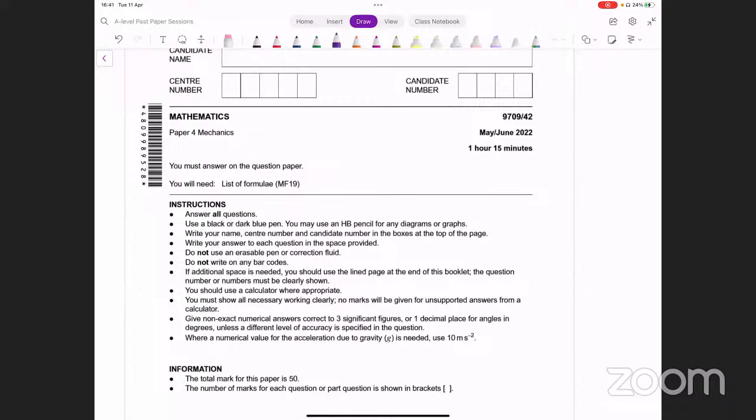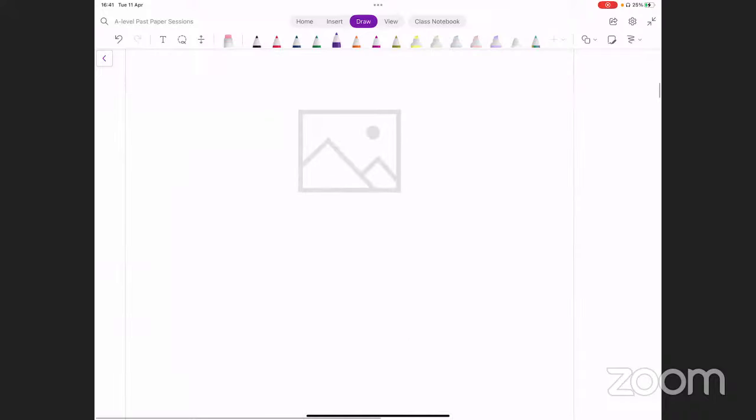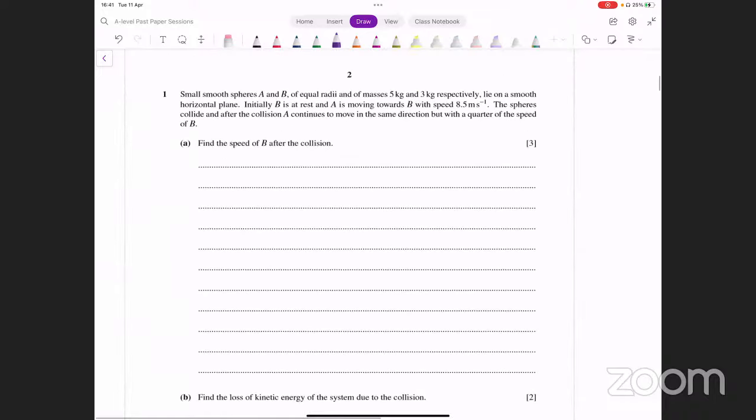Okay, so this is the paper that we're starting then, May-June 2022, paper 4.2. Let's begin with this. Question number 1 from this paper.